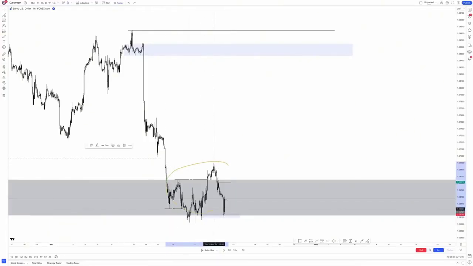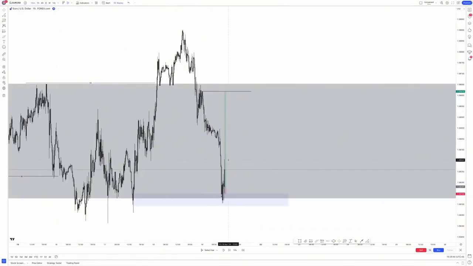On the 4-hour time frame, it is bullish. On the 1-hour time frame, it is bullish. On the 15-minute time frame, it is bullish. And on the 1-minute time frame, it is bullish. All the time frames are aligned in our favor.